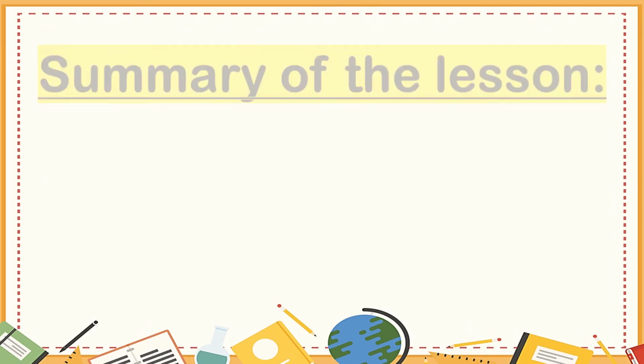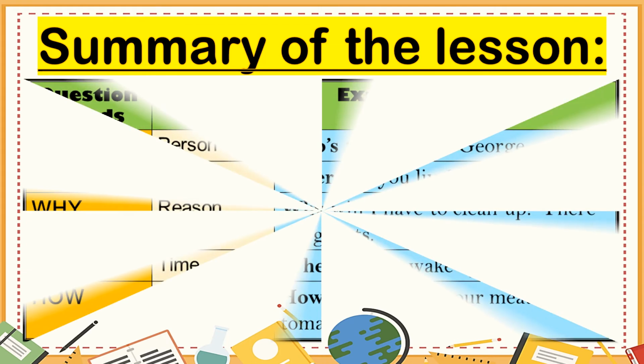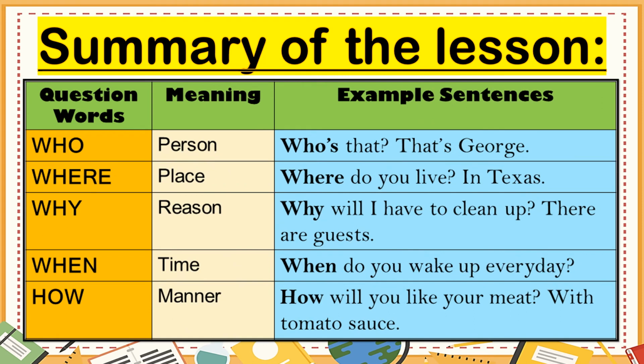Now, class, for better understanding of our lesson today, let us just have a short summary of what we have discussed. So these are just some question words with the meaning and example sentences. So the first one here is who, means person. Who's that? That's George. The second one is where, meaning place. Where do you live? In Texas.